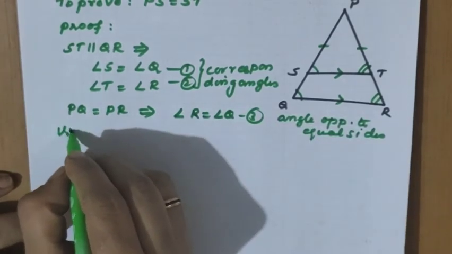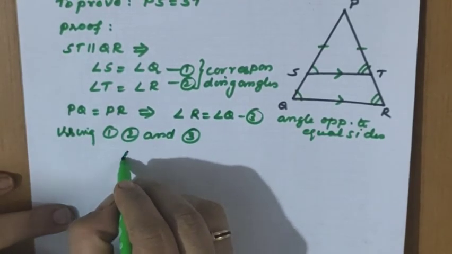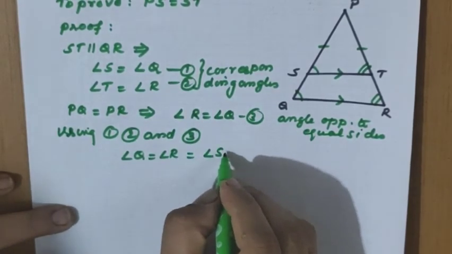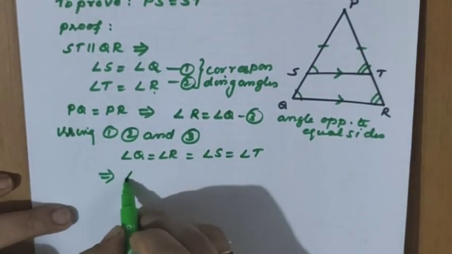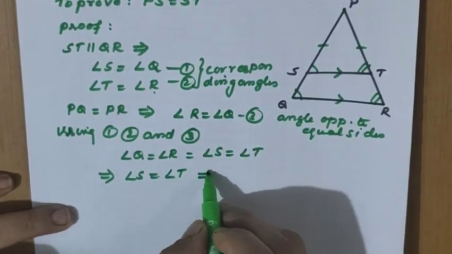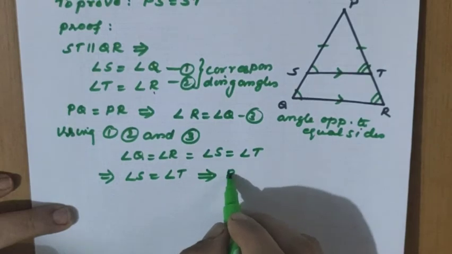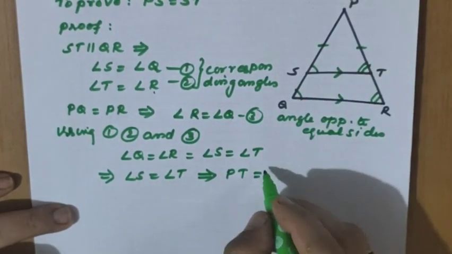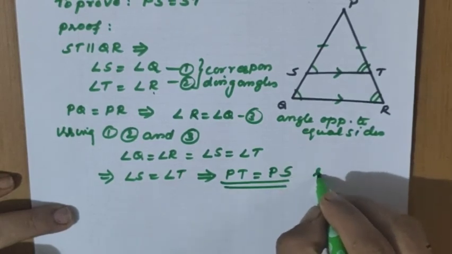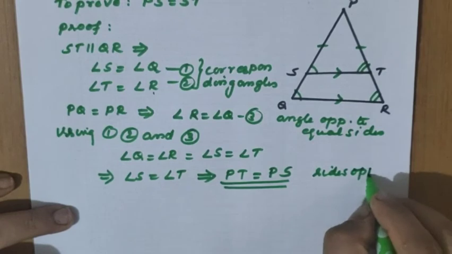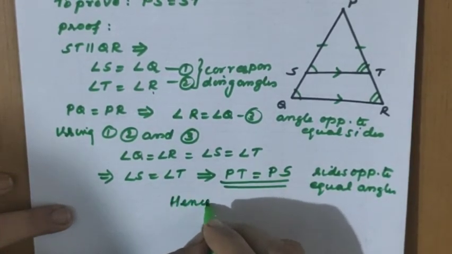Okay, so using 1, 2 and 3, we have angle Q is equal to angle R equal to angle S equal to angle T, right? Because Q and R equal means S and T also equal. So this implies, I'll write angle S equal to angle T we got. Now what is the opposite side for angle S and T? Angle S opposite side is PT. See, S is here, the side opposite to this is PT only. So PT equal to PS, since angle T, what is the opposite side? PS. So PT equal to PS. So now the reason is side opposite to equal angle. And also what is the conclusion? Hence proved.